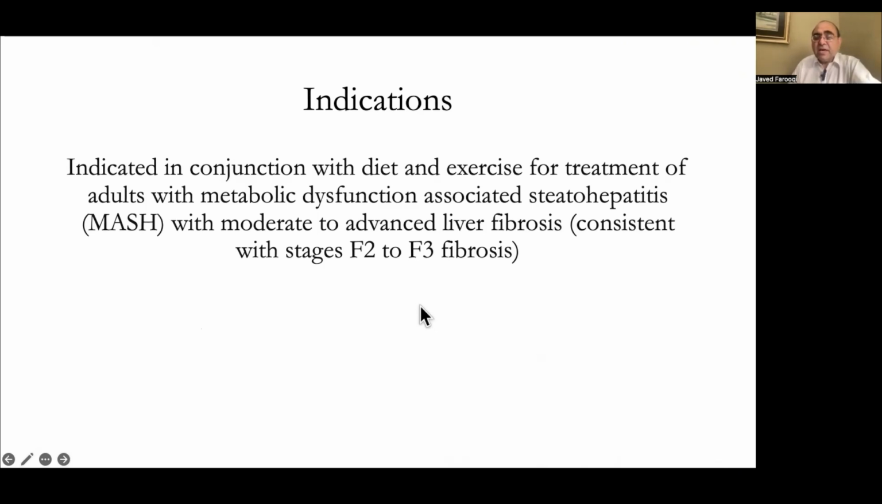It means if your patient has got no fibrosis or F1 fibrosis, he or she should not be started on resmetirom. Similarly, if your patient has got F4 fibrosis or cirrhosis, again, he or she should not be started on resmetirom. Second important point, resmetirom is not the sole therapy. You must advise dietary restrictions and exercise in addition to resmetirom, and then you will get the positive effects of resmetirom.